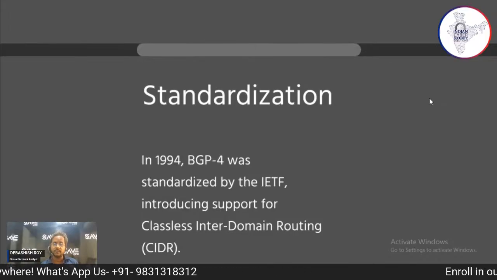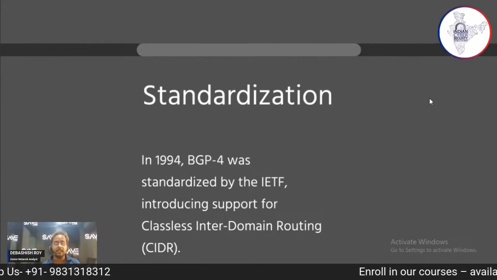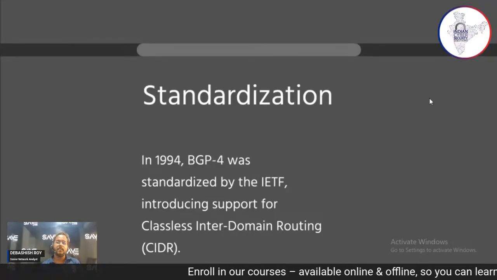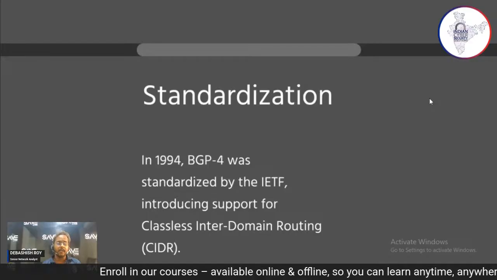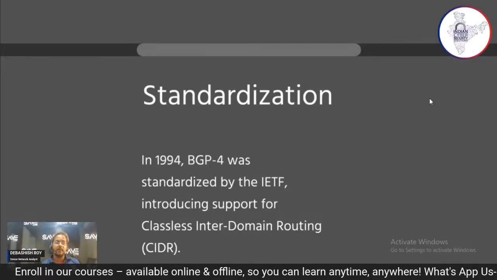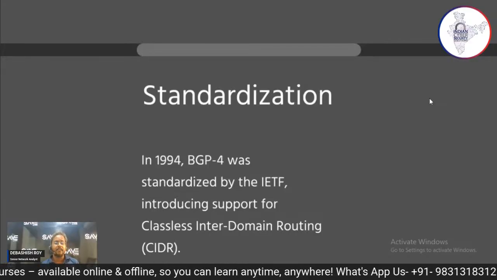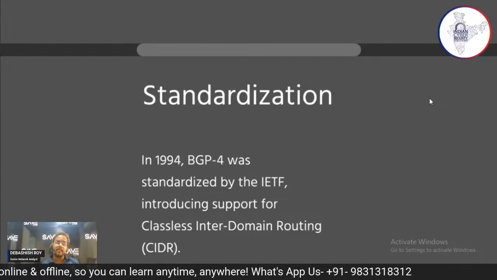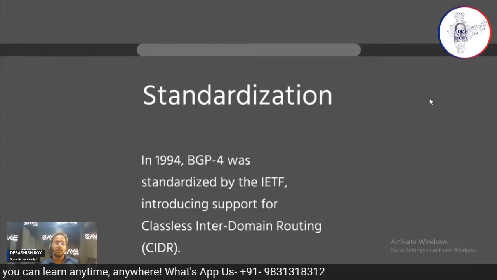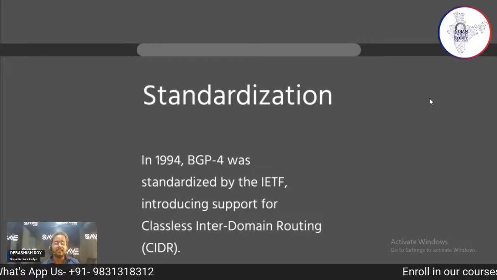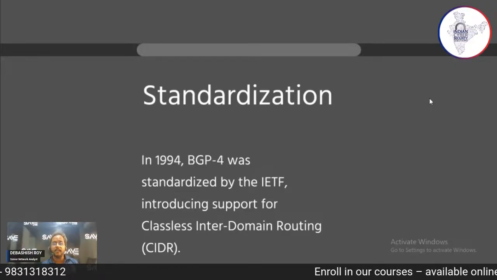BGP 4 was standardized by the IETF, Internet Engineering Task Force, introducing support for CIDR, that is classless interdomain routing. Nowadays, we take the CIDR value, the blocks of CIDR addresses generated by the ISP that we know. That was introduced in BGP because the internet service providers are purchasing the CIDR blocks of addresses from the internet backbone, say ICANN or IANA.